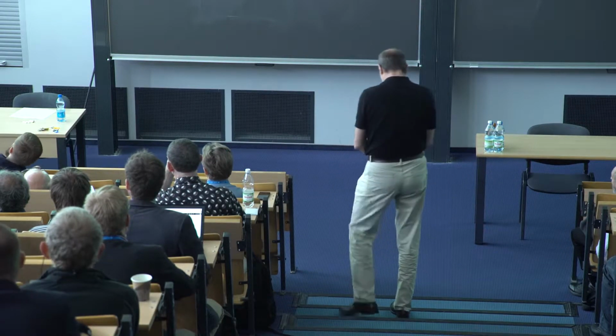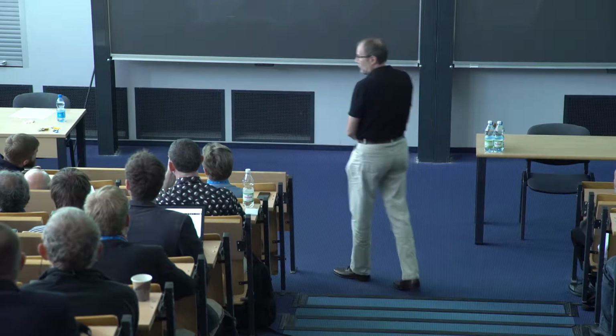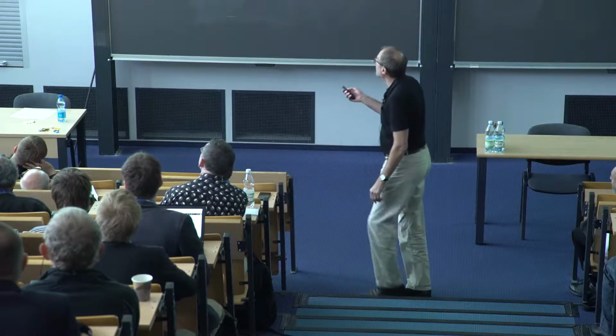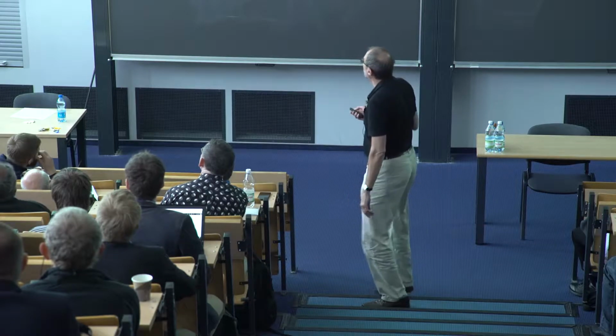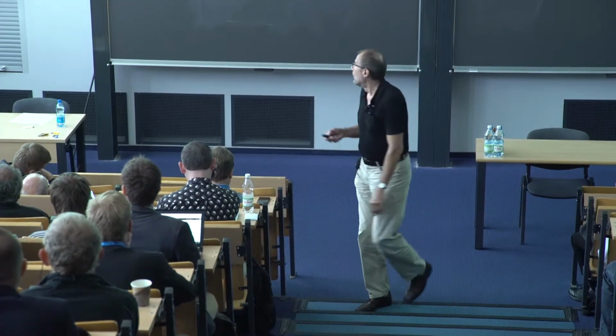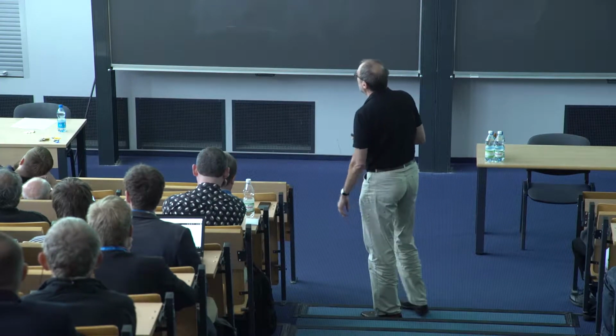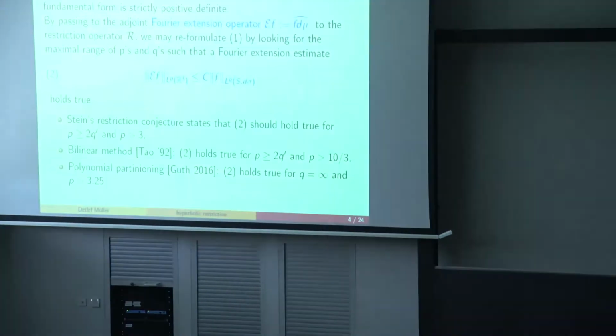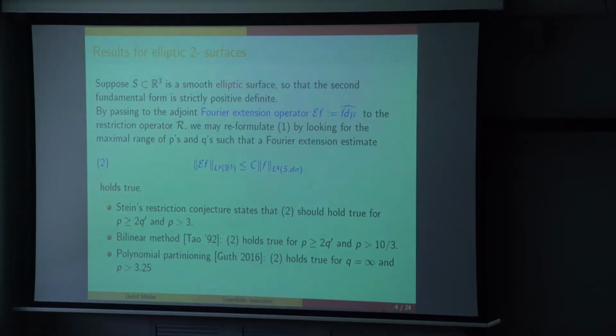And so the first step usually is that one passes from the restriction operator to its adjoint operator, the so-called Fourier extension operator, script E, which is basically given by taking a function f on the surface, multiplying it with the density, let's say the surface measure if you have a compact surface, and taking its Fourier transform. And then what you really want to know is what kind of L^q to L^p estimates this Fourier extension operator will satisfy, and if possible, to determine the maximal optimal range of pairs p and q for which such an estimate holds true.